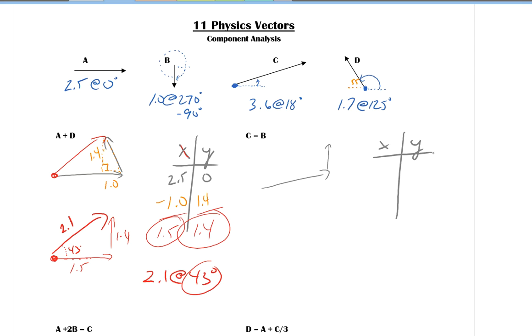All right, so my first vector is this one right here, my C vector. I'm going to have to turn that into a right triangle, break it apart. Okay, so that's 3.6 long at 18 degrees.